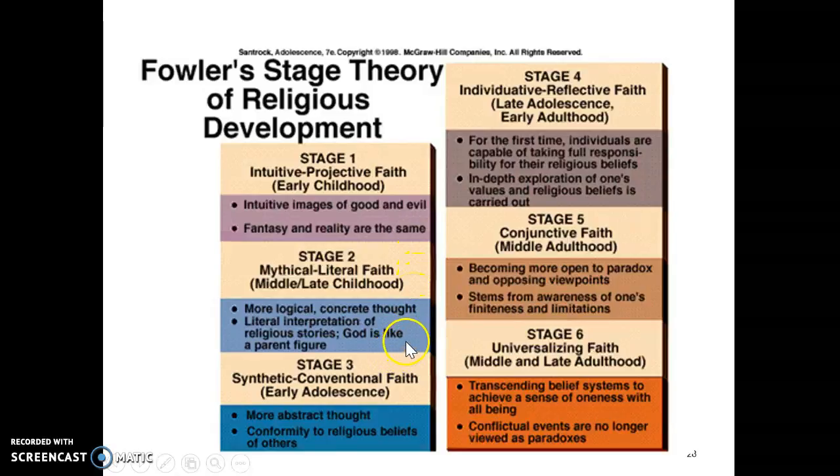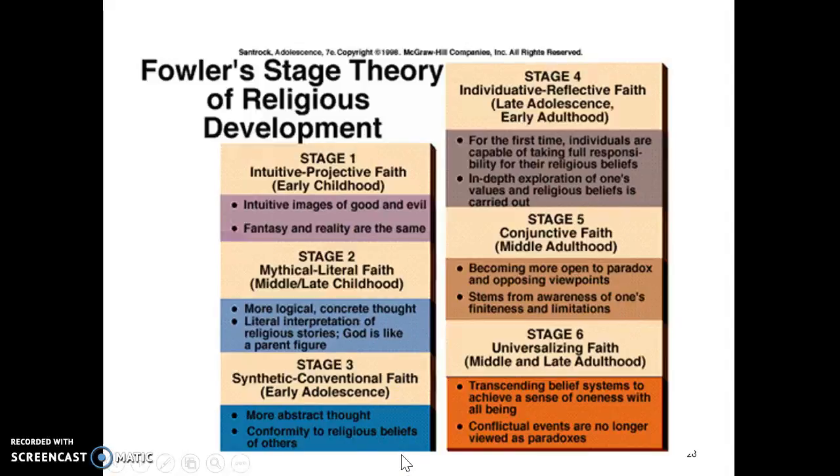And then school-age kids get to this mythical literal stage. They have a little more understanding. They're not just following rituals that their family does, but they see God as a parent or a grandparent. They make it very concrete. Things that they understand is how they describe or define spiritual things.